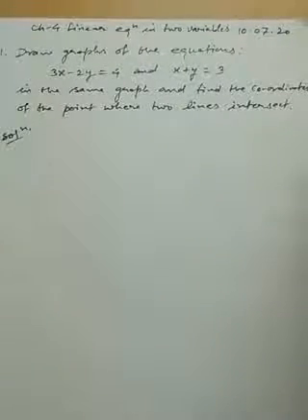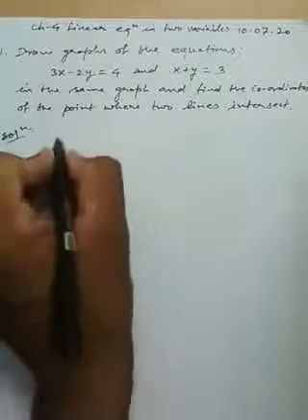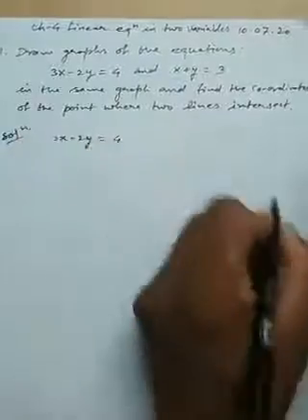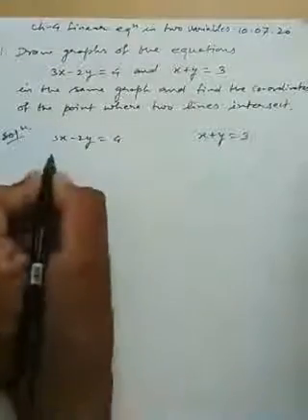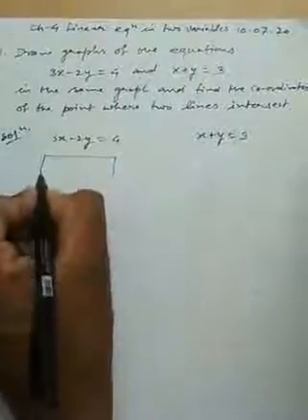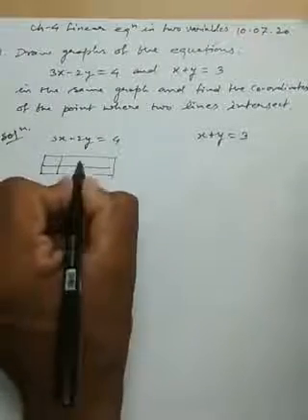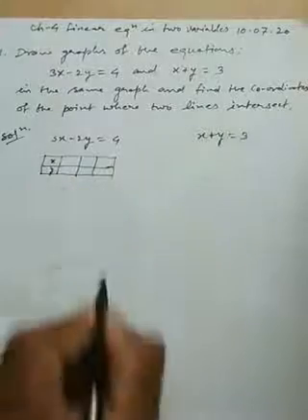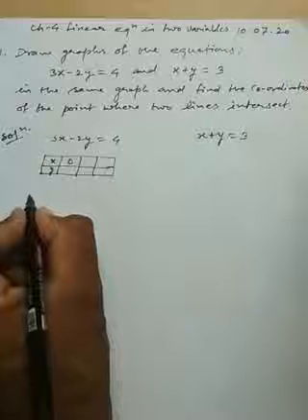So first of all, find the solutions of these equations: 3x minus 2y equal to 4 and x plus y equal to 3. First of all, find at least 2 solutions for this equation. Put the values of x as your choice. Put x equal to 0.